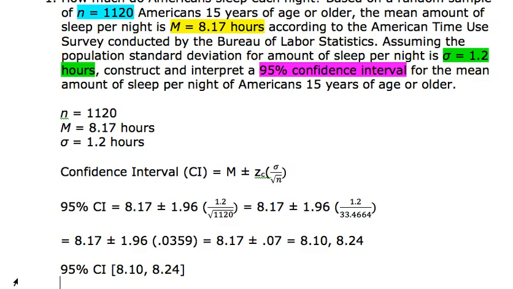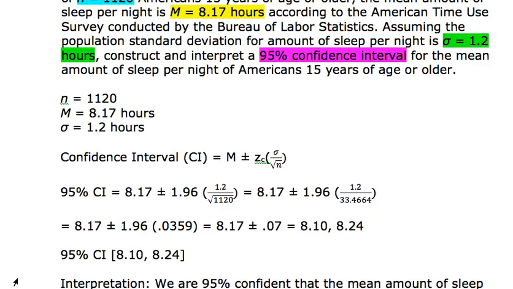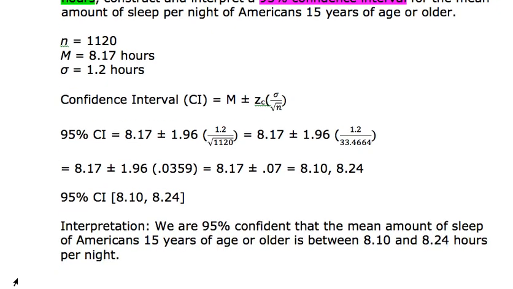And there's our first confidence interval example. Now, the question asks to interpret. Don't forget this part of it. So the interpretation, here we go. We are 95% confident that the mean amount of sleep of Americans 15 years of age or older is between 8.10 and 8.24 hours per night.